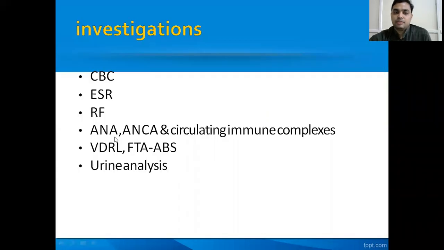So what are the investigations we do? Complete blood picture, ESR, rheumatoid factor, antinuclear antibodies, antineutrophil cytoplasmic antibodies. We have to check for circulating immune complexes, rule out syphilis, and check the urine.